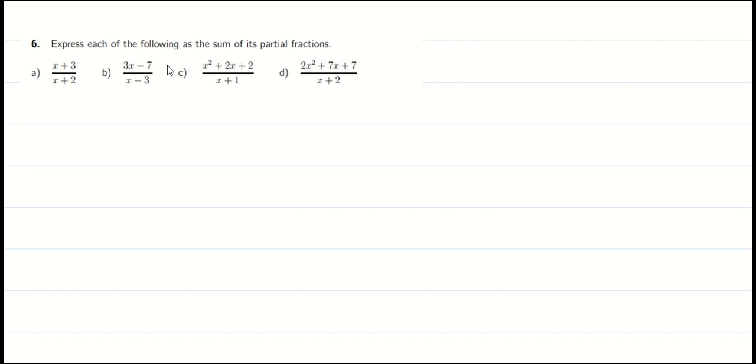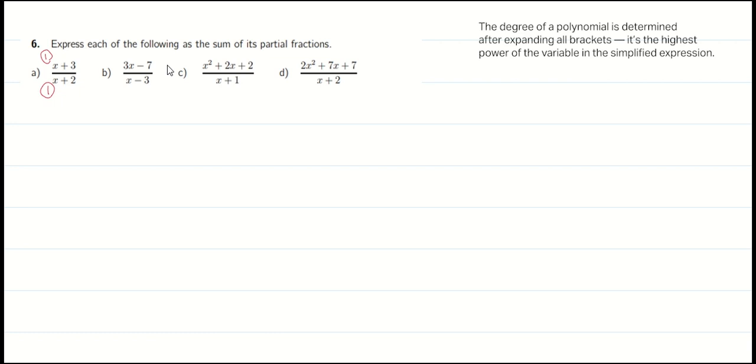Now, if you look at this question in here, let's analyze a. The degree of the expression on the top is equal to 1. The degree of the expression on the bottom is equal to 1 as well. And how I calculate the degree is I look at the highest power of the x term in each polynomial expression. So in the first expression, the highest power of the x variable is x to the power of 1, and on the bottom it is x to the power of 1 as well. So the degree of the polynomials on each one is equal to 1.